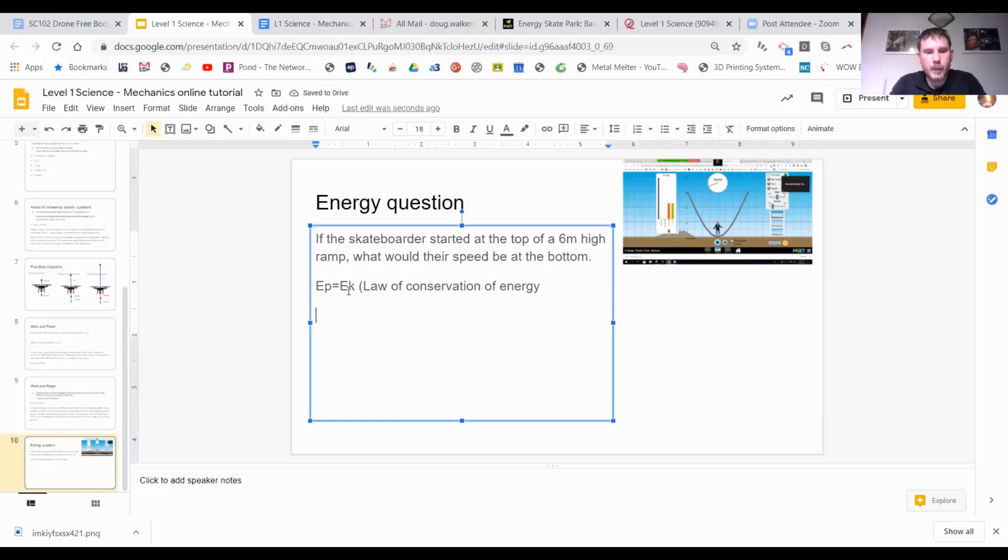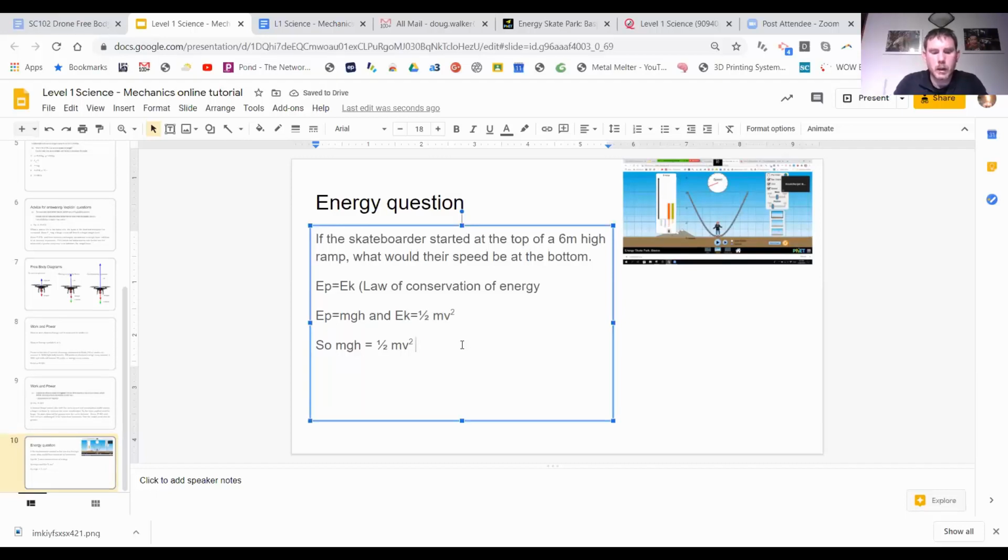And we know that EP is equal to mgh, mass times gravitational field strength times height, and EK is equal to half mv squared. I could probably actually put the 2 in superscript there. So mgh equals half mv squared. Okay, hopefully you're still with me in terms of understanding.